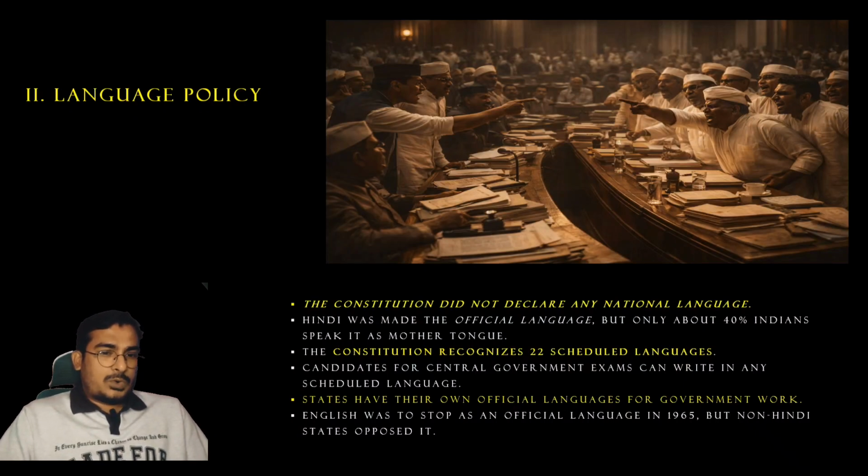So then we came up with a model in which we have 22 official languages, which are also called scheduled languages. Right now we have a policy where all these official languages can be used by states for government purposes, or by candidates of any central government exam who want to appear in any of these 22 languages. They're free to do so. So this is about the language policy.